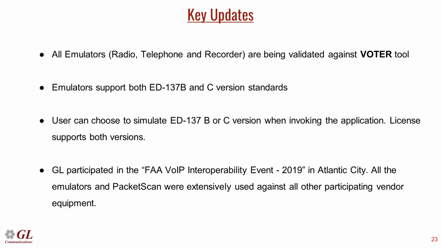In addition, we are keeping track of all the standards releases, the ED137B and C versions, and of course we're up to date on that. You can also pick which standard you want to run against. This is useful for many vendors since they may not have implemented a later version yet. They may have the B version and not the C version, so you can pick the version that you want to execute. All of our radio, telephone, and recorder emulators work that way.